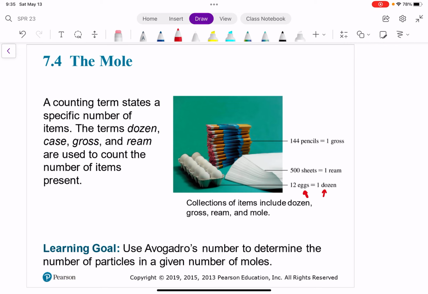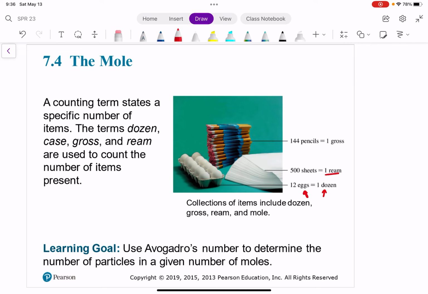But we can also use the term dozen to describe 12 of anything, right? Or to count 12 of anything. If you have a dozen eggs, you have 12 eggs. If you have a dozen pencils, you have 12 pencils. If you have a dozen apples, you have 12 apples. And so on. So a dozen means 12 of whatever item you're counting.